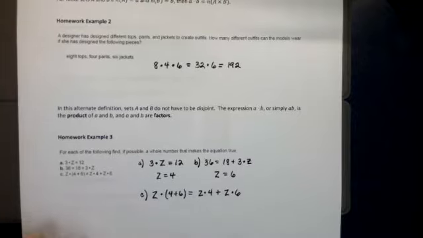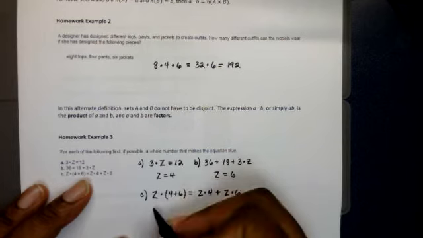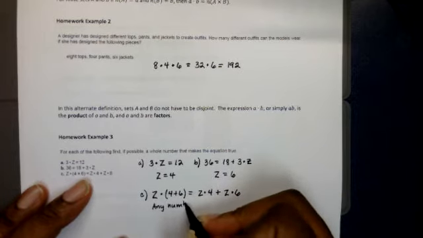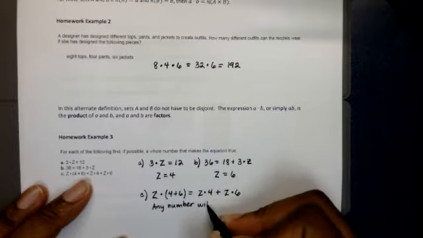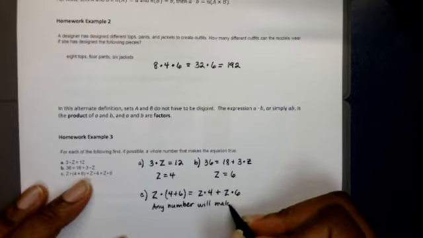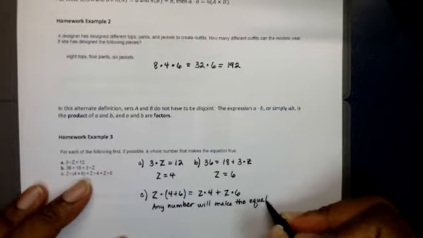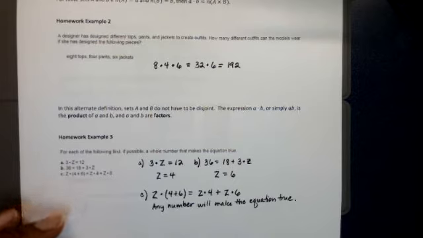Now I can try any number for z. Here, the left side will always equal the right side. So we can think of this as any number will make the equation true.